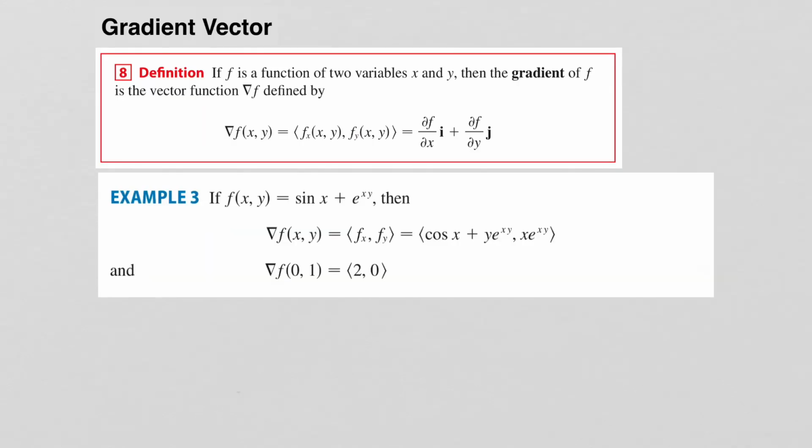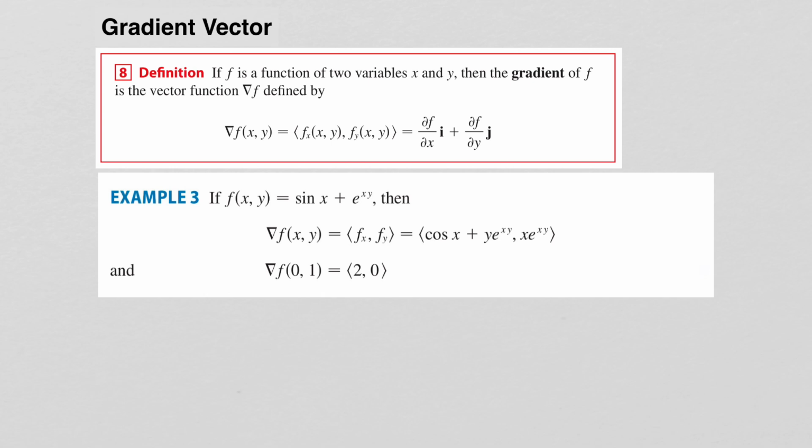Now we define the gradient vector. If f is a function of two variables, x and y, then the gradient of f is the vector function gradient f defined by the vector where the x component is the partial derivative with respect to x, and the y component is the partial derivative with respect to y.